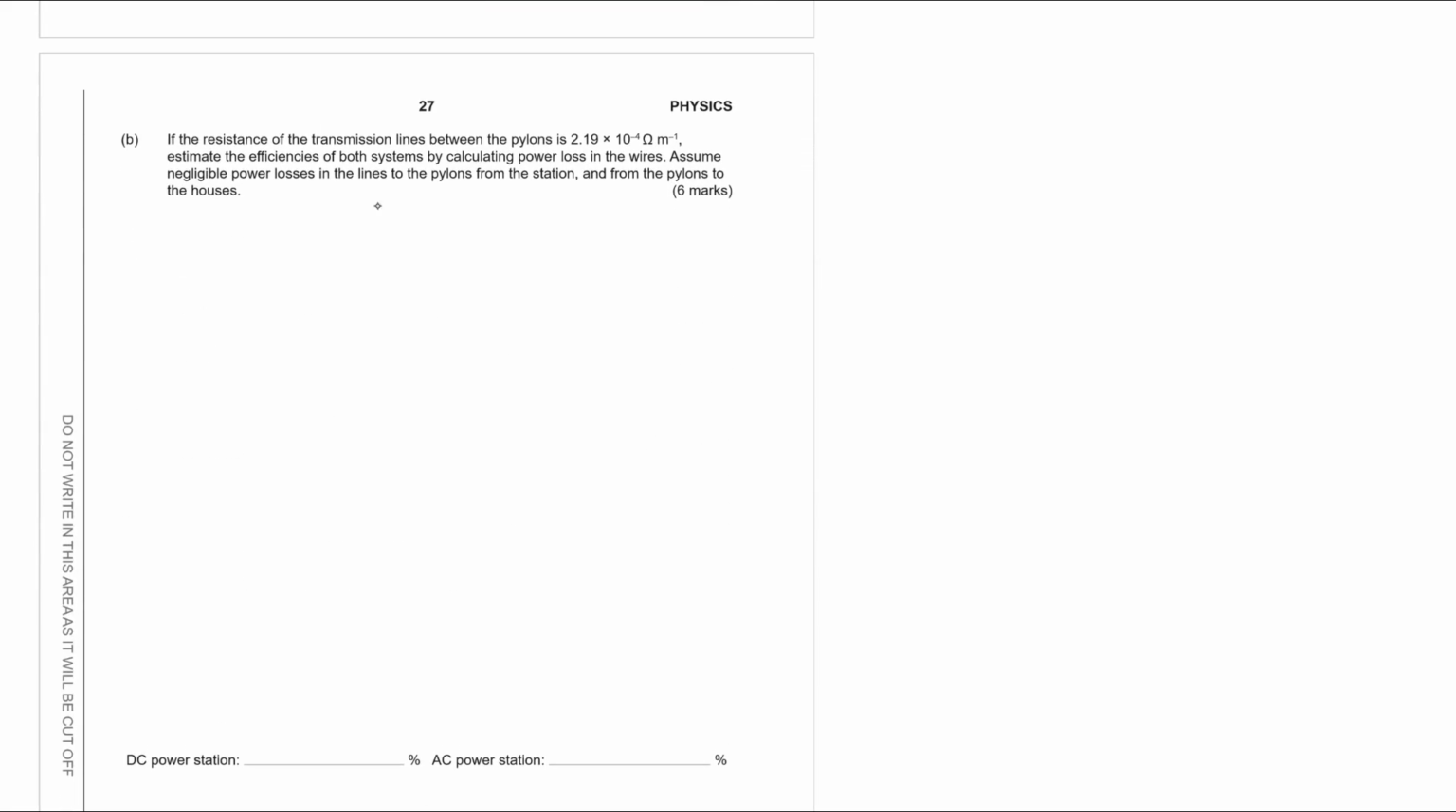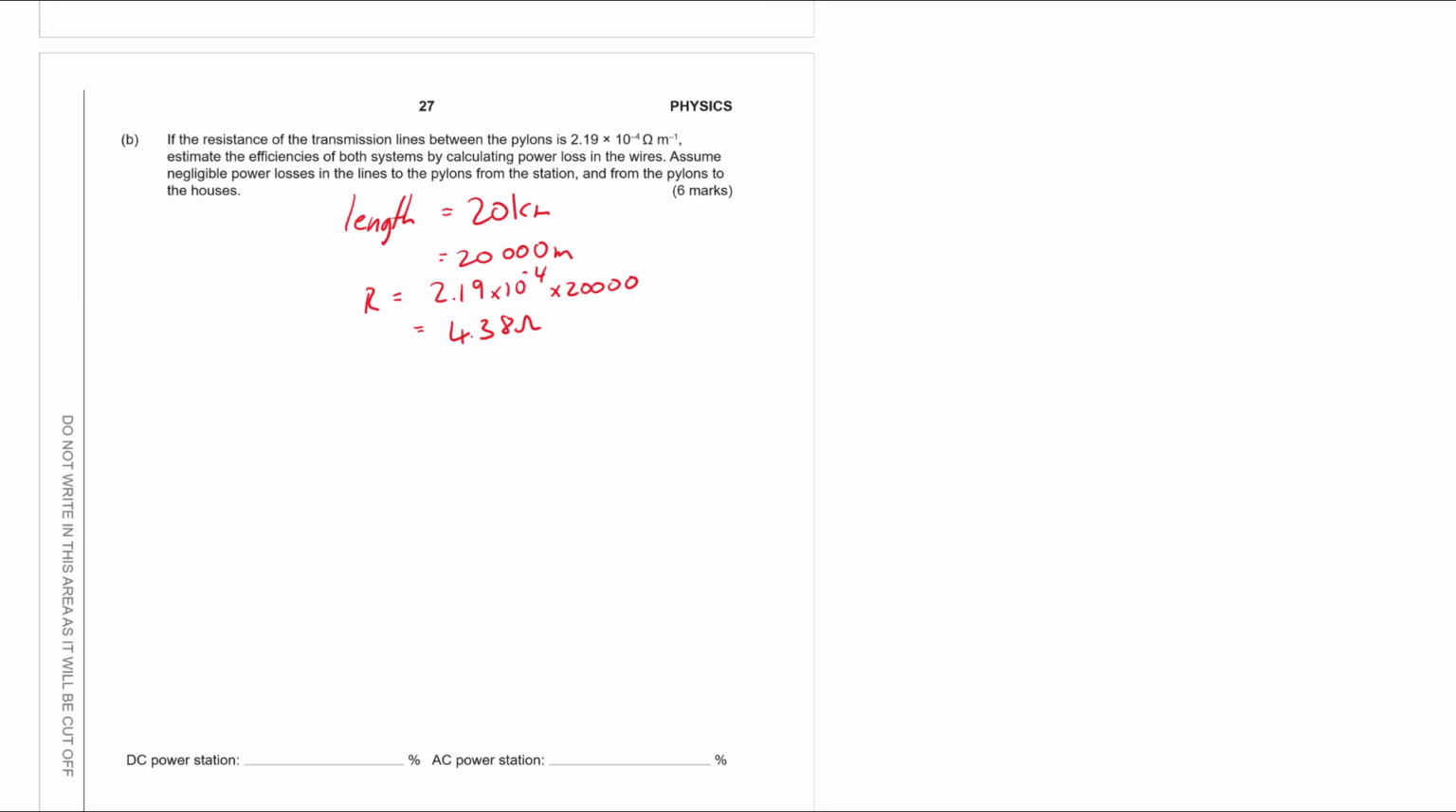Now, the cost of that mistake in this question was only 1 mark. So if you did everything else fine, you would have still received the vast majority of the marks. So to get this correct, you want to say that the length of the transmission line is 20 kilometers. And if that's the case, that's going to be 20,000 meters. So now your resistance is going to be equal to 2.19 times 10 to the negative 4 times 20,000, and that's going to be equal to 4.38 ohms.